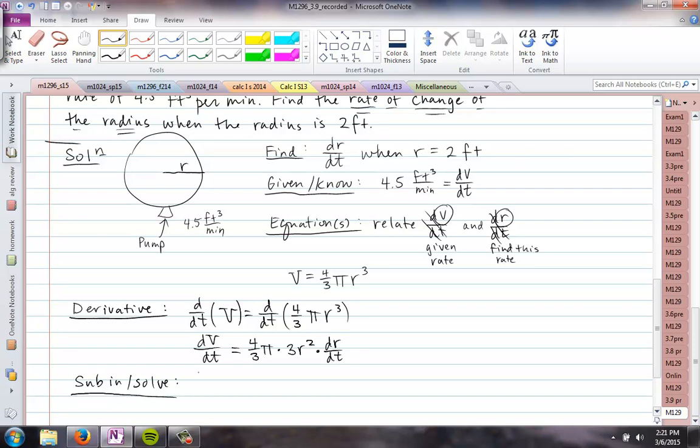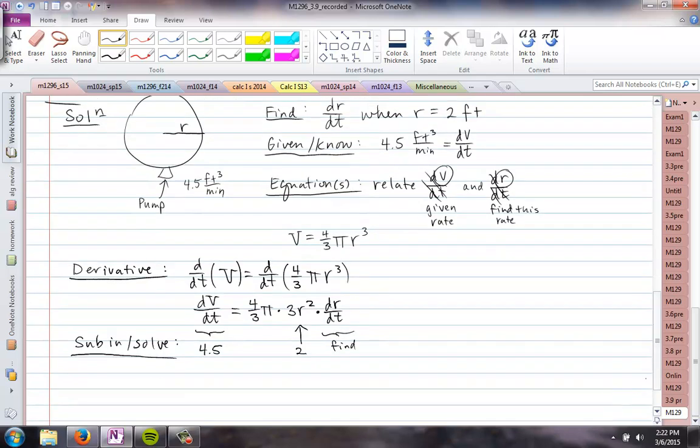So what we have here, well, we have dv over dt that was given as 4.5. Don't really have to worry about the units, they're just going to work out here. dr dt, you're trying to find that, so the fact that we don't know it is a good thing. And then r, we're supposed to do this when r equals 2 feet. So now I can plug that in.